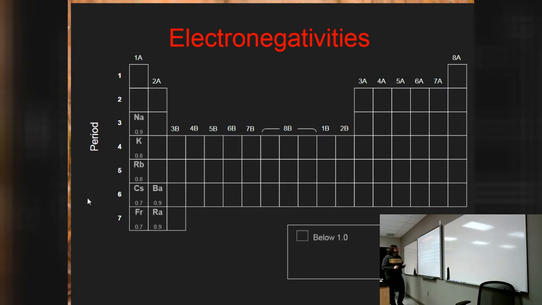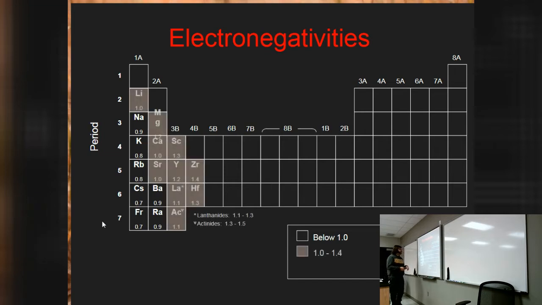Now, the elements on the bottom left have the lowest electronegativities. These elements are below 1 on the scale. Again, this is just an arbitrary scale. It goes from 0 to 4, and there are no units for it. It's just a numerical value representing the ability to attract electrons. So these elements in the bottom left are really not good at attracting electrons. Francium, at 0.7, is the lowest one. And then we have a lot of the lanthanides and actinides here, between 1 and 1.5.